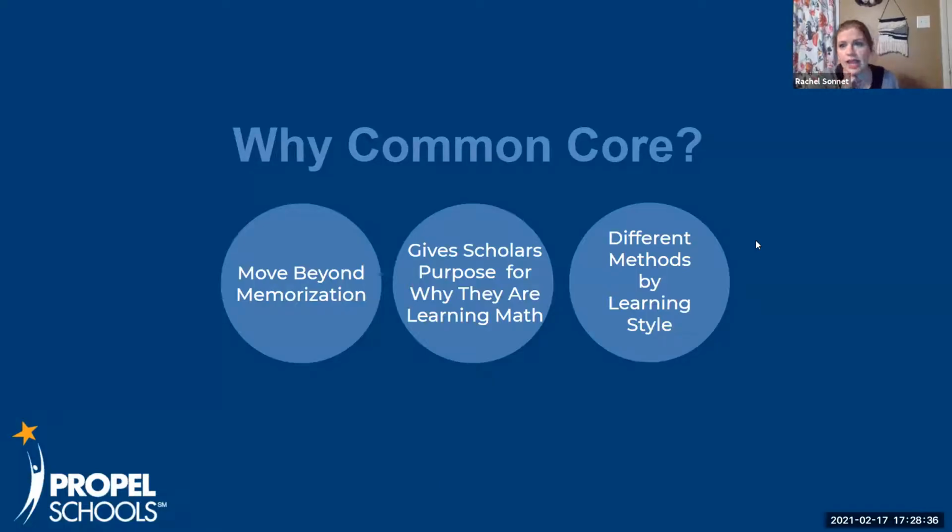So I believe Miss Lukowski is up next. Okay, so I just wanted to take a couple minutes to talk about Common Core. Common Core math has somewhat turned into a four-letter word. A lot of people are very hesitant about Common Core.